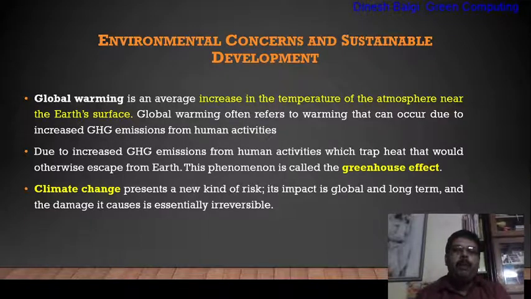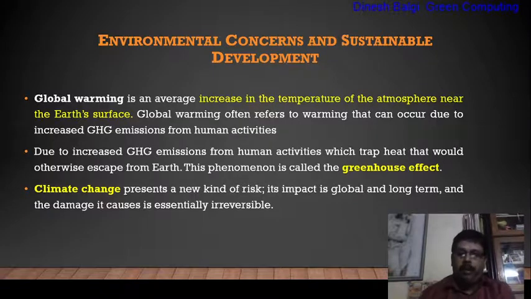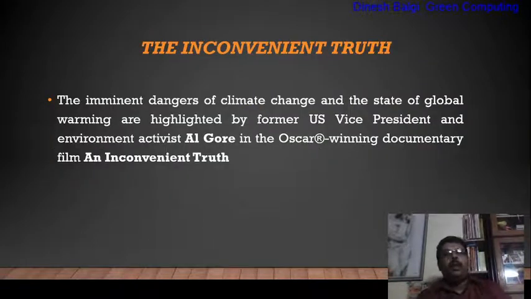That is why there will be global warming, meaning an increase in the temperature. And of course, climate change will also be present. This is a kind of risk that we can have, and it can impact the globe for the long term and cause damage. The climate change is continuously happening, meaning there will be an increase in the temperature. Now, in this particular concept, we have to discuss An Inconvenient Truth.